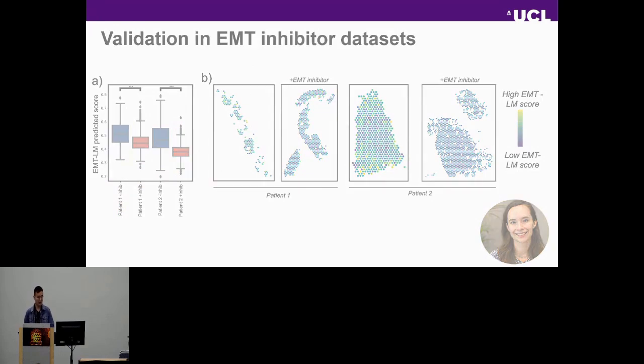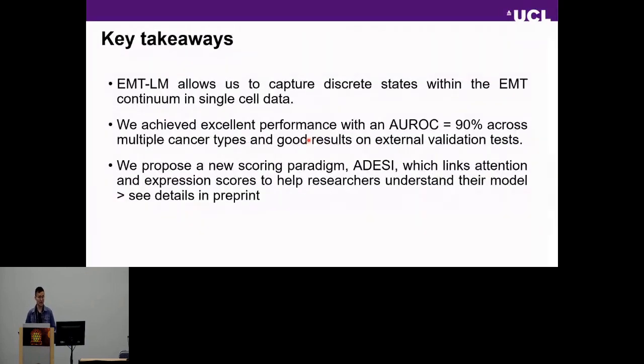The key takeaway is that we created an EMT language model which allows us to capture the discrete states or estimate a continuous score for the EMT continuum in single cell data as well as in spatial transcriptomic data. We also achieved quite excellent performance, reported as AUROC, of 90%. We have more work we can demonstrate, which you can find in our preprint. We developed the DESI score to extract the important genes from our model, and we have more validation data sets if you're interested.